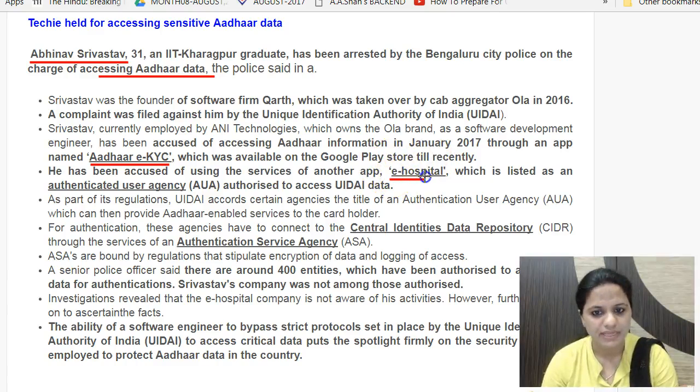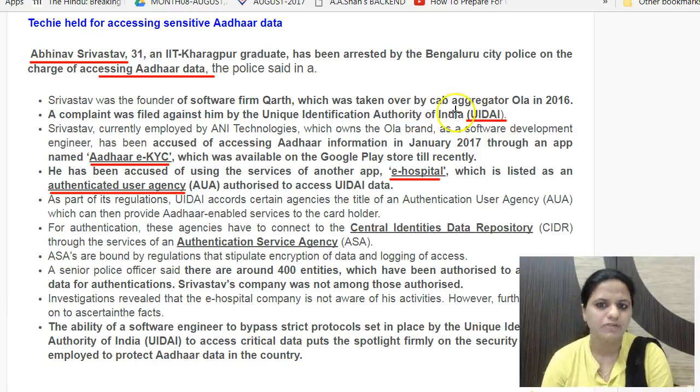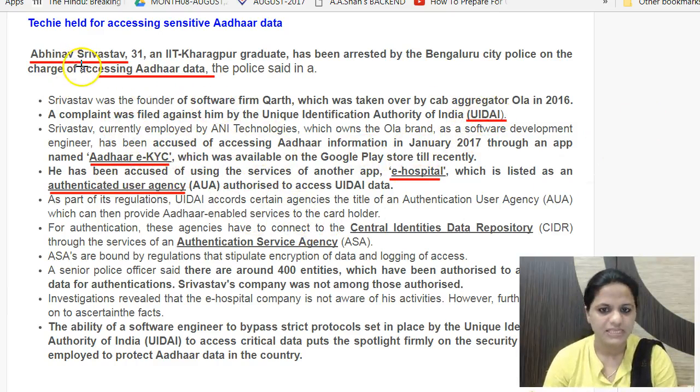This app is eHospital, and this eHospital app is actually an authenticated user agency. So UIDAI, which we have already discussed, Unique Identification Authority of India, which is the apex body for implementation of Aadhaar, has allowed some agencies to have access to the Aadhaar database. So eHospital is one of these authenticated user agencies. So this app of Abhinav Srivastav piggybacked and got access because he is a software engineer. He could barge into and get access to the eHospital database, and through that it was providing details through its app Aadhaar eKYC. So this is unauthorized access, and UIDAI complained regarding this, and the person has been arrested.